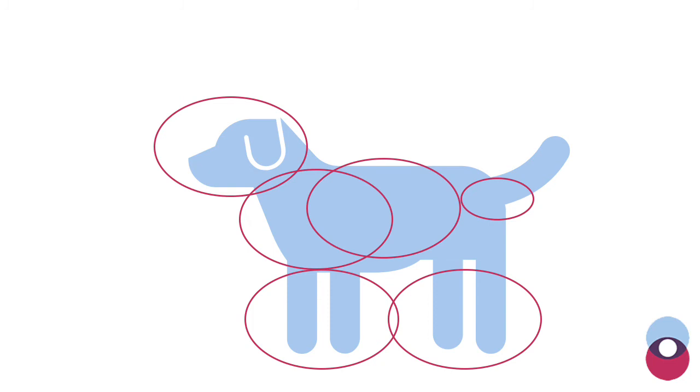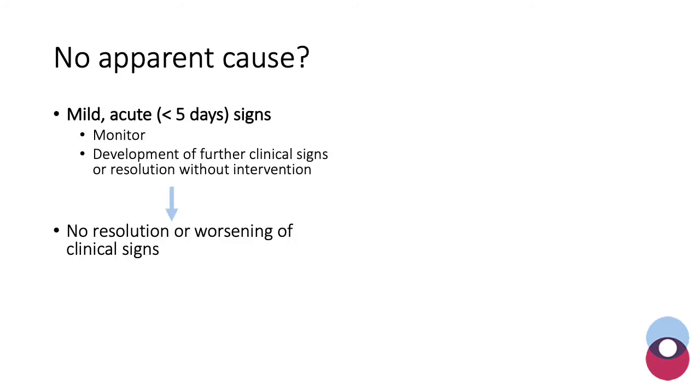In most of the true FUO cases, you probably won't find anything at all. And if you don't find anything at all, then what do you do? Well, I think it depends a little bit on how sick the animal is. If it's a fairly acute onset, mild, the animal is actually doing okay, eating okay, not particularly ill, then I probably would just monitor. I would keep an eye on what's happening, and if there's no resolution or worsening of clinical signs, do some further investigations or potentially try some different types of treatments.